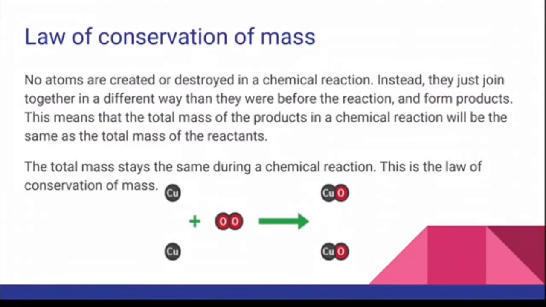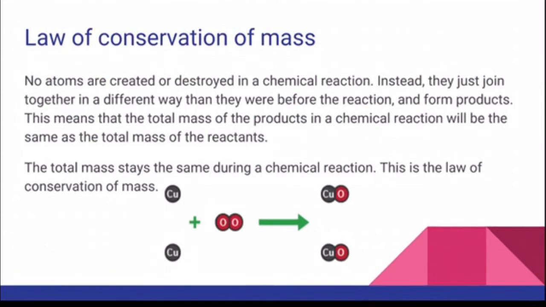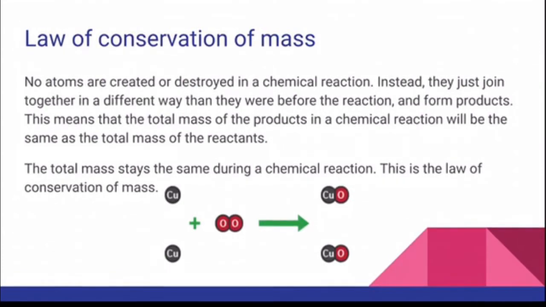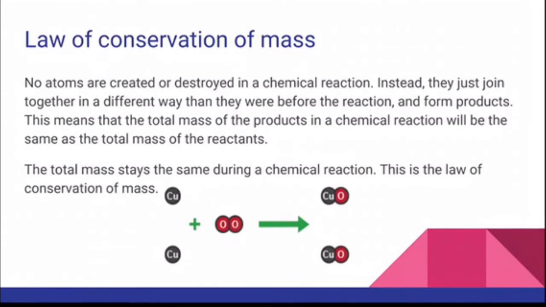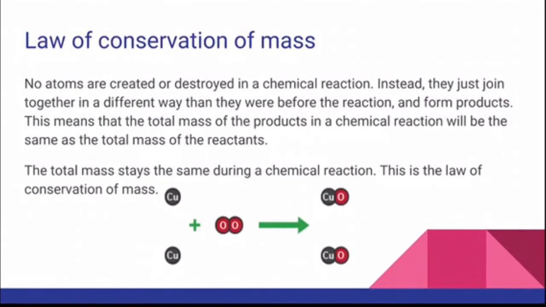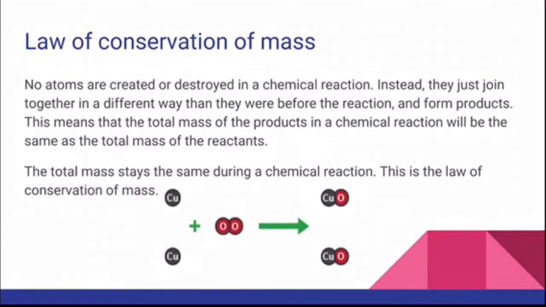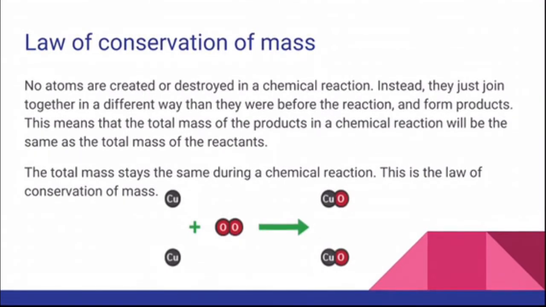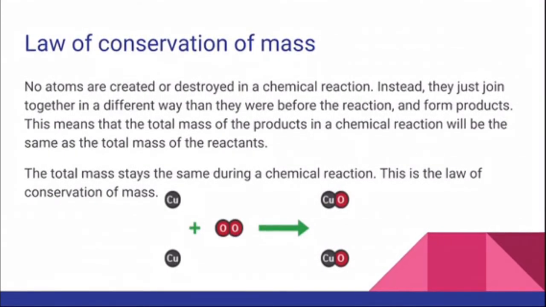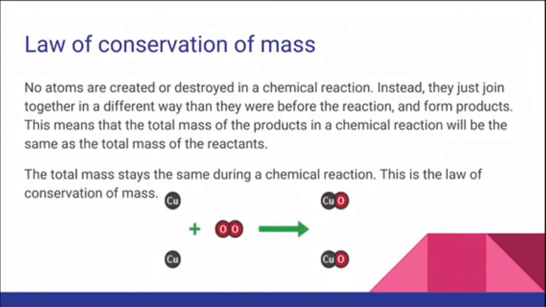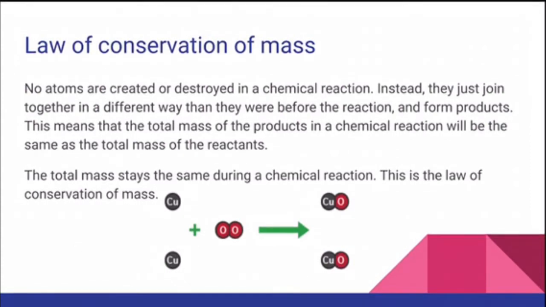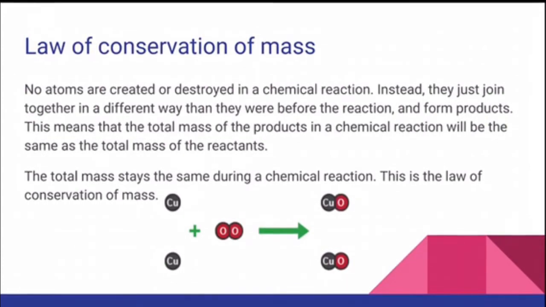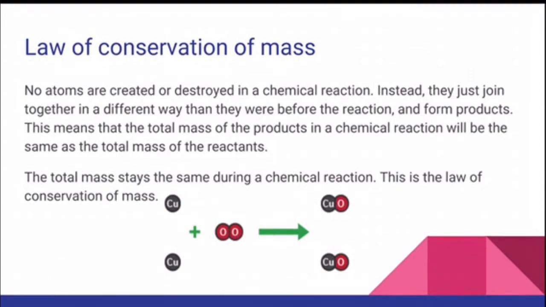Law of conservation of mass. No atoms are created or destroyed in a chemical reaction. Instead, they just join together in a different way than they were before the reaction and form products. This means that the total mass of the products in a chemical reaction will be the same as the total mass of the reactants. The total mass stays the same during the chemical reaction. This is the law of conservation of mass.